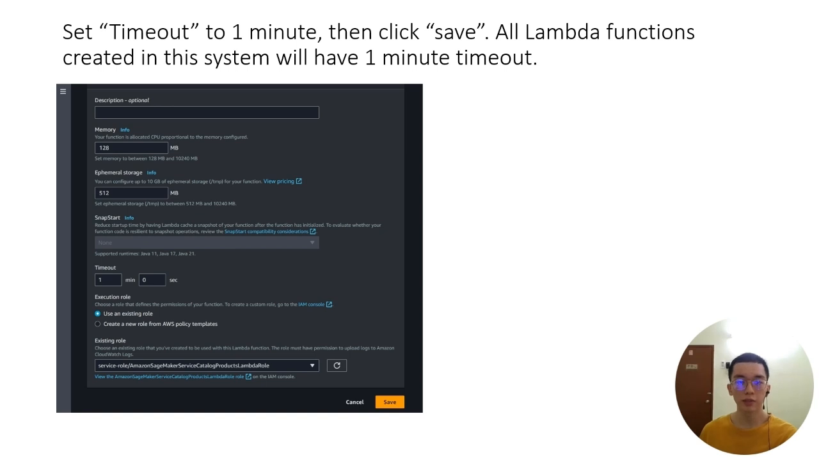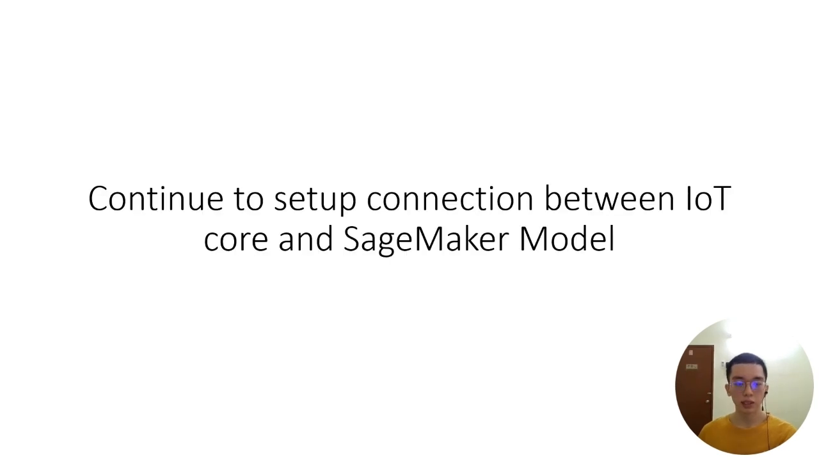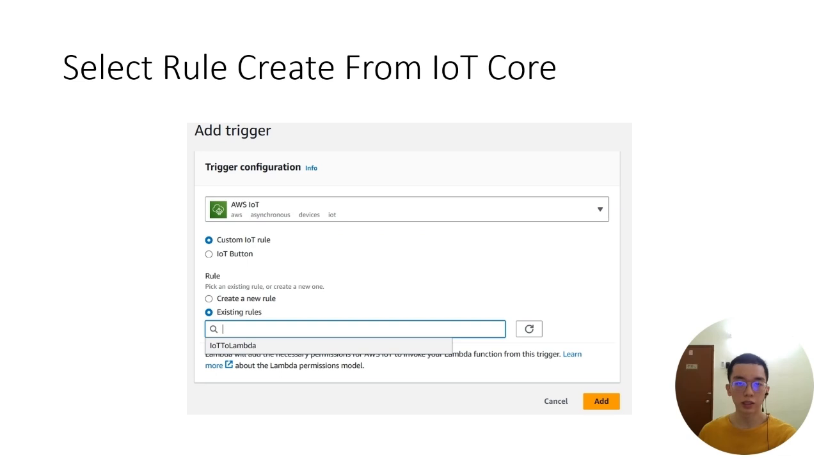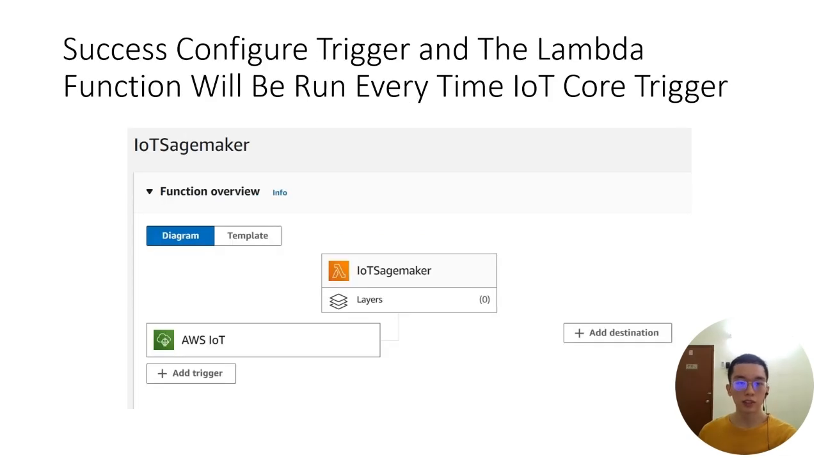After that, we continue to set up the connection between IoT Core and the SageMaker model. Select AWS IoT as the trigger. Select the rule created from IoT Core just now. Then we have successfully configured the trigger, and the Lambda function will run every time IoT Core triggers.